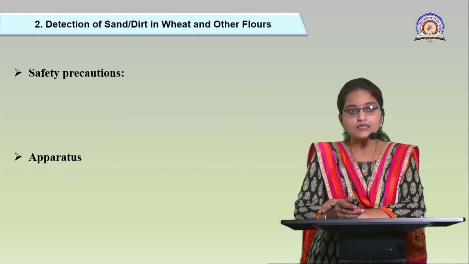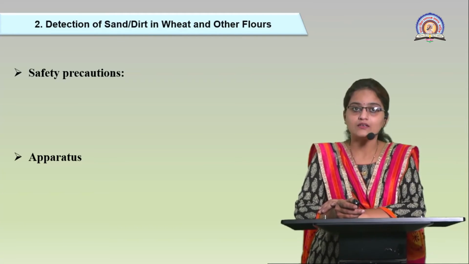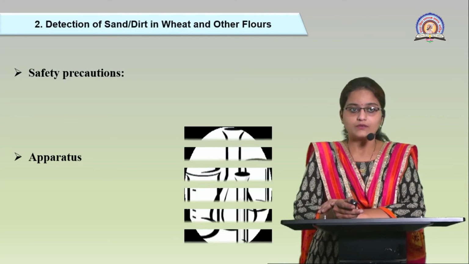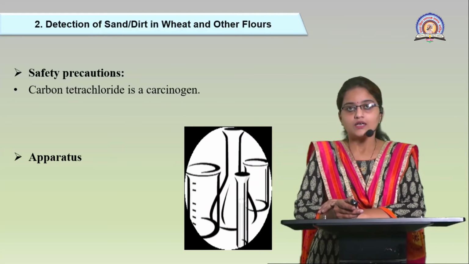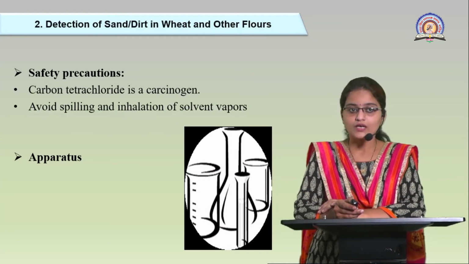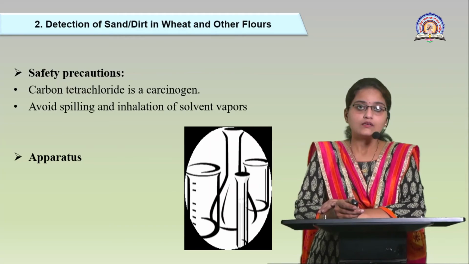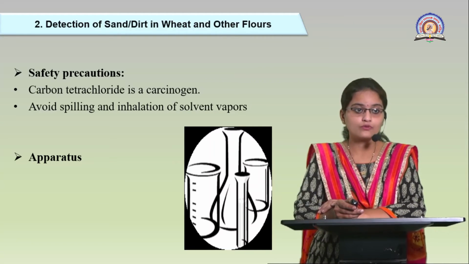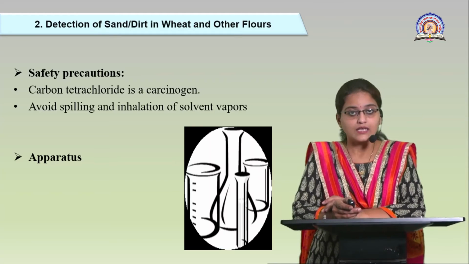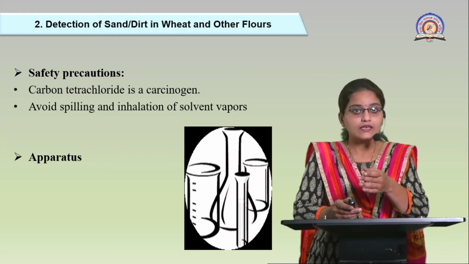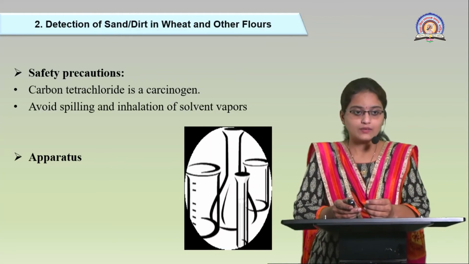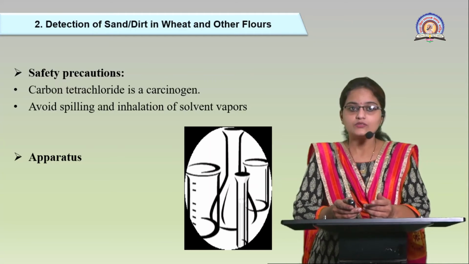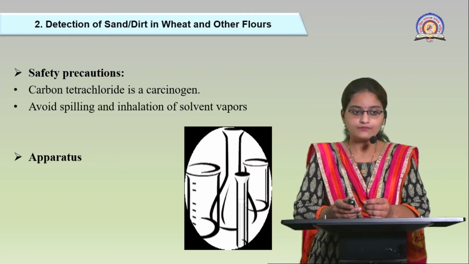Now the other technique is detection of sand or dirt in wheat flour. For this technique we use carbon tetrachloride, which can act as a carcinogen. That's why we must be careful when dealing with this type of chemical. We should not directly inhale or touch this chemical. So avoid spilling as well as inhalation of solvent vapors.